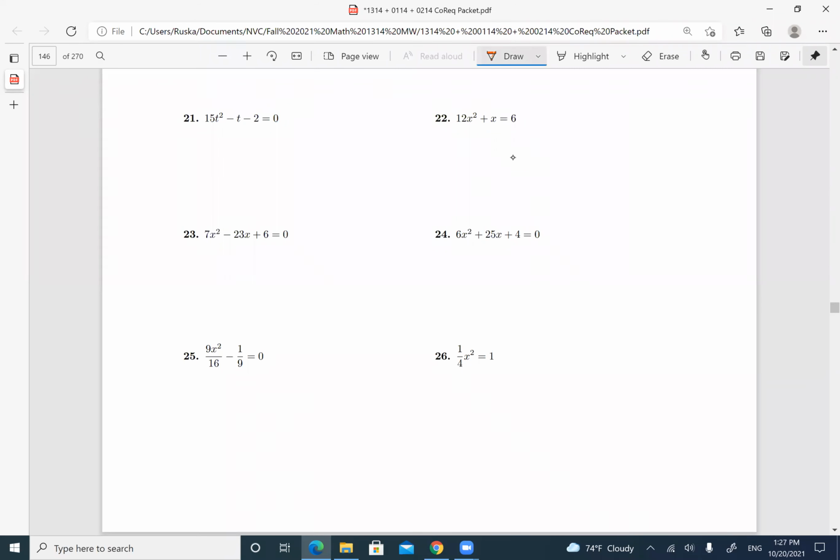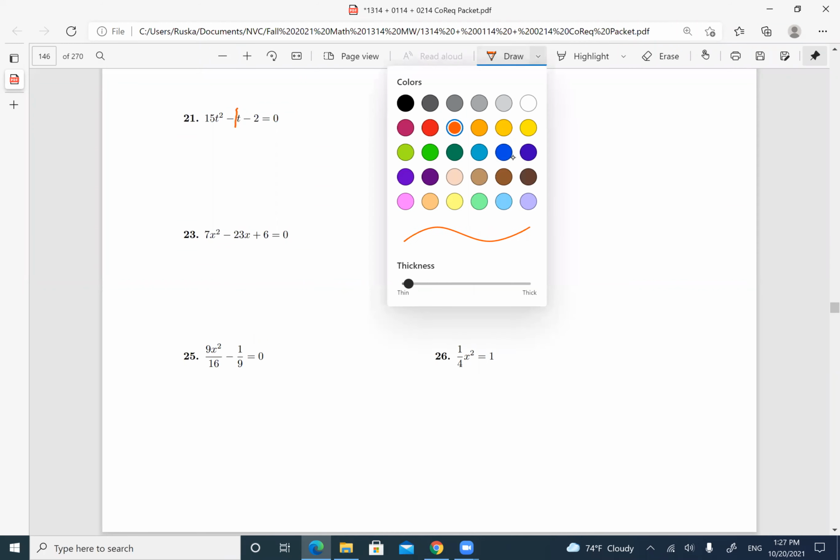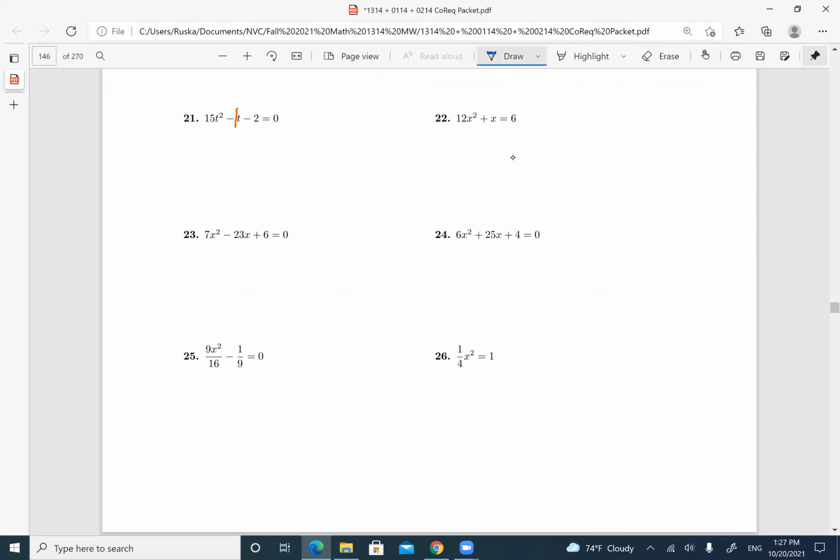So number 21, why did I pick it? Because you have a negative, this invisible one here. We're going to do the AC method again. So 15 times negative 2 is negative 30. We need to find two numbers which multiply to negative 30 and add up to negative 1. Do you know what that is? The factors of 30: 1 times 30, 3 times 10, 5 times 6. That's all.